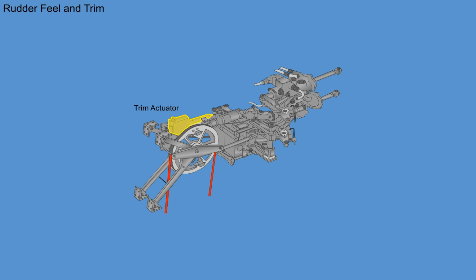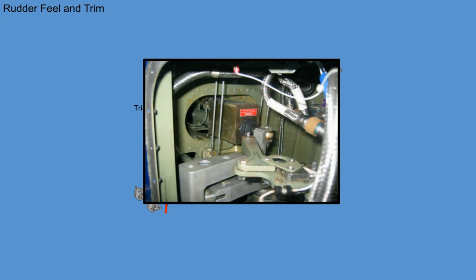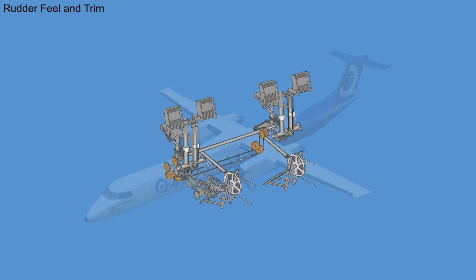The trim actuator is attached to the front of the vertical stabilizer and connected at the rear to two trim arms that form part of the summing unit. The trim actuator has a DC motor that extends and retracts the actuator. The rudder feel and summing unit gives artificial feel to the pilots when operating the rudder pedals.